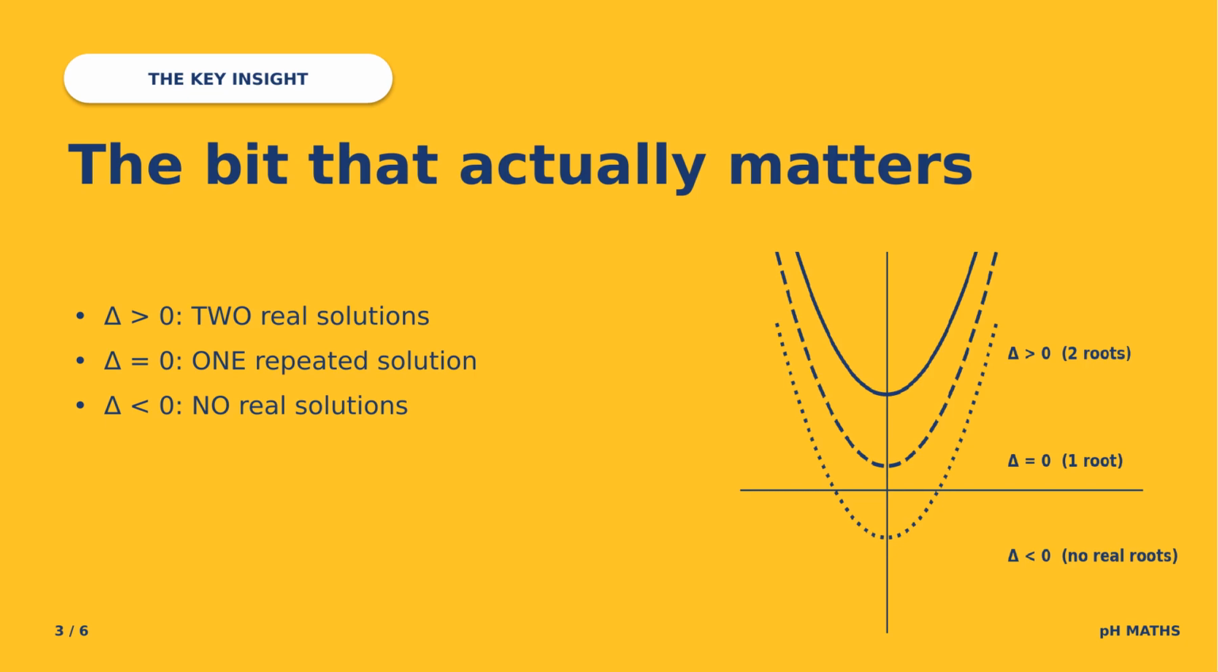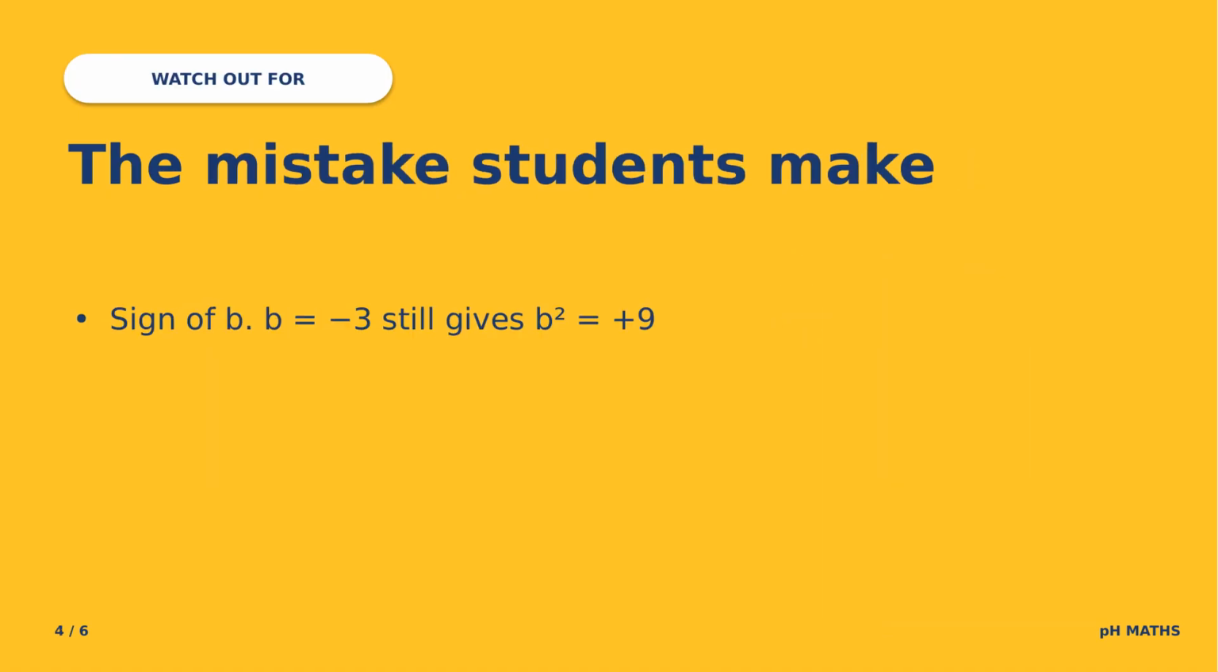The parabola crosses the x-axis at 2 points. If delta equals 0, you have 1 repeated solution. The parabola just touches the x-axis. If delta is negative, no real solutions exist. The parabola never reaches the x-axis. Memorize these 3 outcomes.